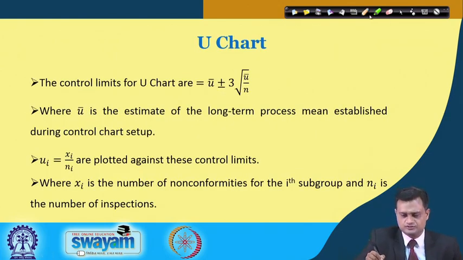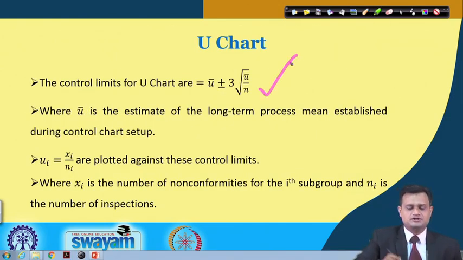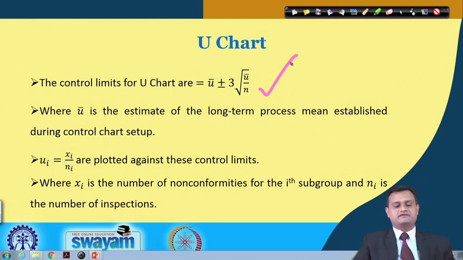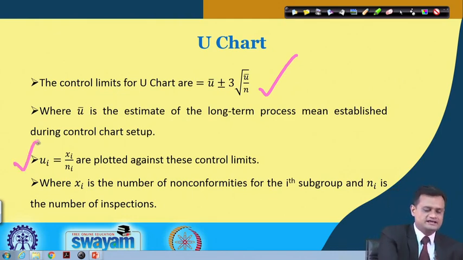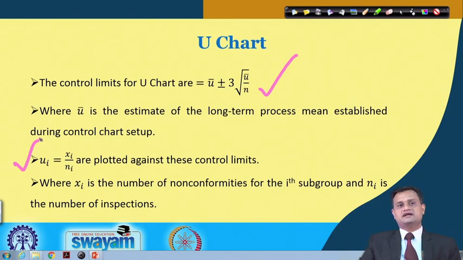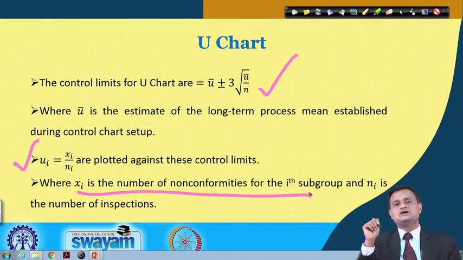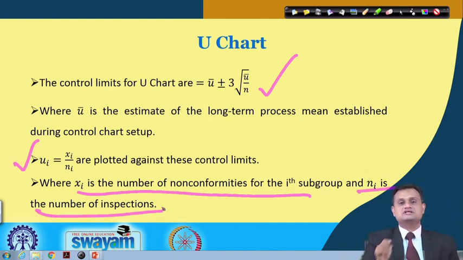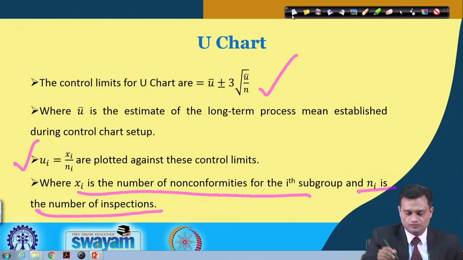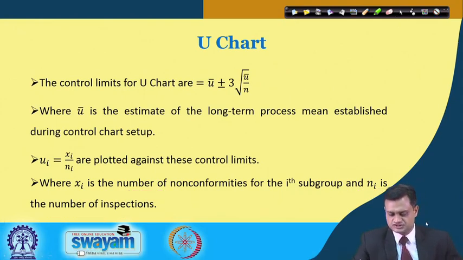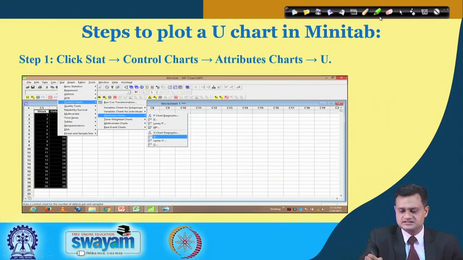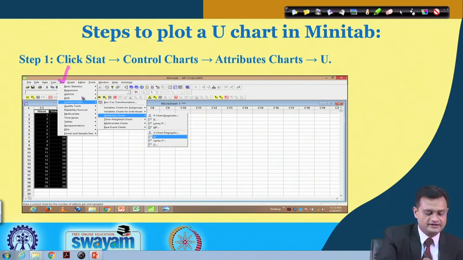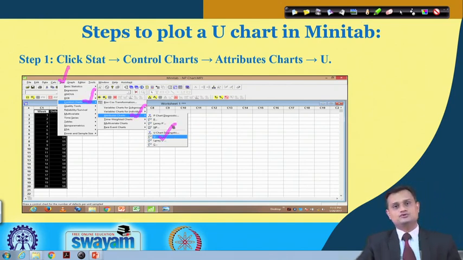So for the U chart, you have U bar plus or minus 3 square root of U bar divided by n, and Ui is nothing but Xi divided by Ni. Xi is the number of non-conformities for the ith subgroup, and Ni is the number of inspections. With this preliminary understanding, once again you can go to Stat, go to Control Chart, go to Attribute Chart, and now you select the U chart.